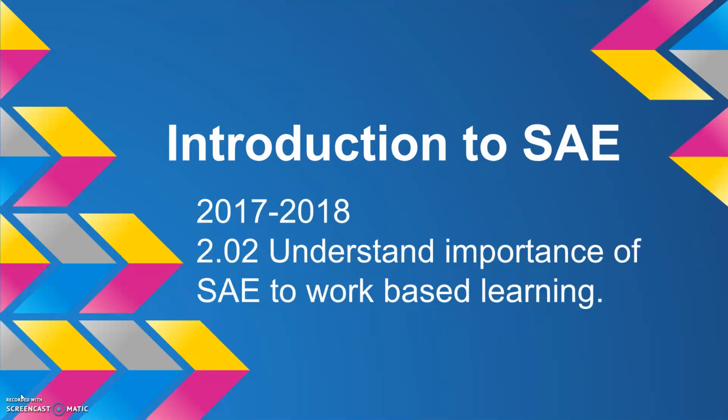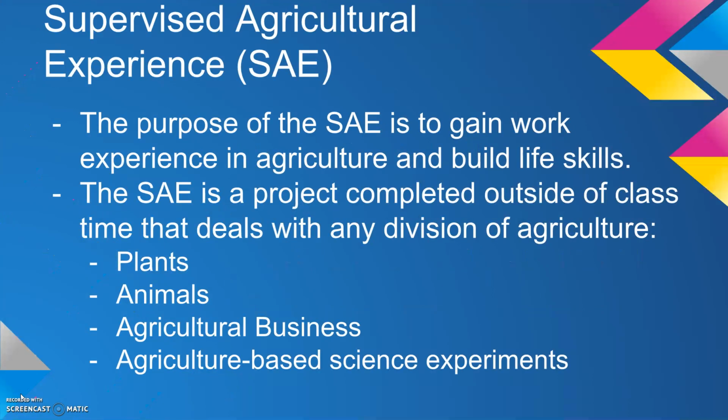In the first week, we talked about the three models of agricultural education, which are instruction, FFA, and SAE. And we talked about FFA, and instruction is kind of self-explanatory. It's what you're doing right now. So now it's time to talk about SAE, which stands for Supervised Agricultural Experience.